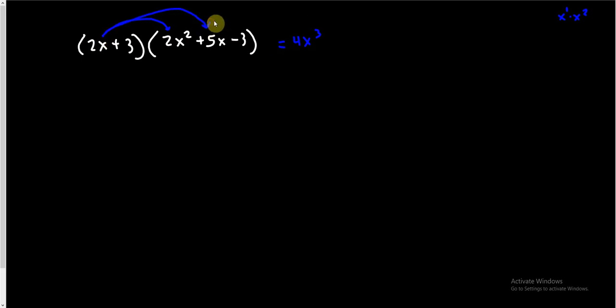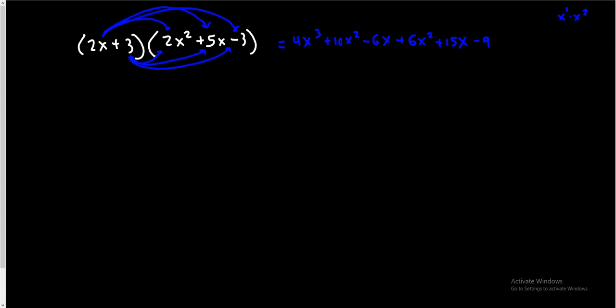2x times 5x, that's a positive 10x squared. And 2x times a negative 3, that's a negative 6x. Okay, nice. The 2x has been distributed. Let's distribute the 3. 3 times 2x squared, positive 6x squared. 3 times a 5x, positive 15x. 3 times a negative 3, negative 9.